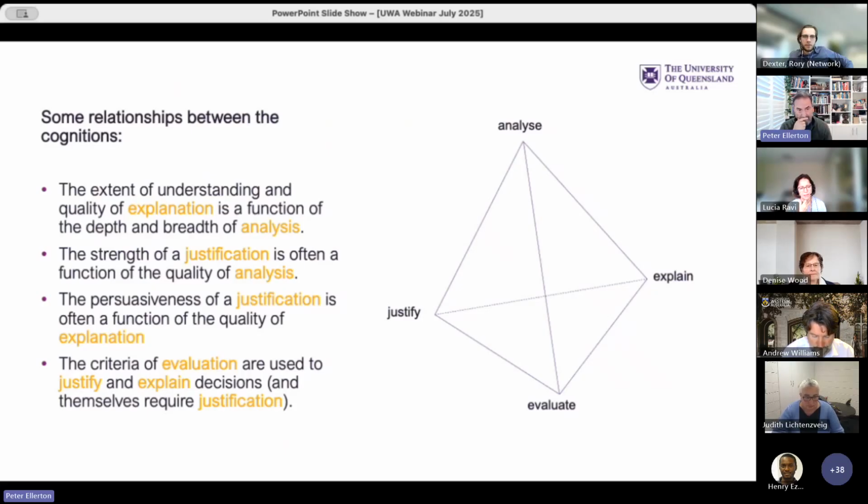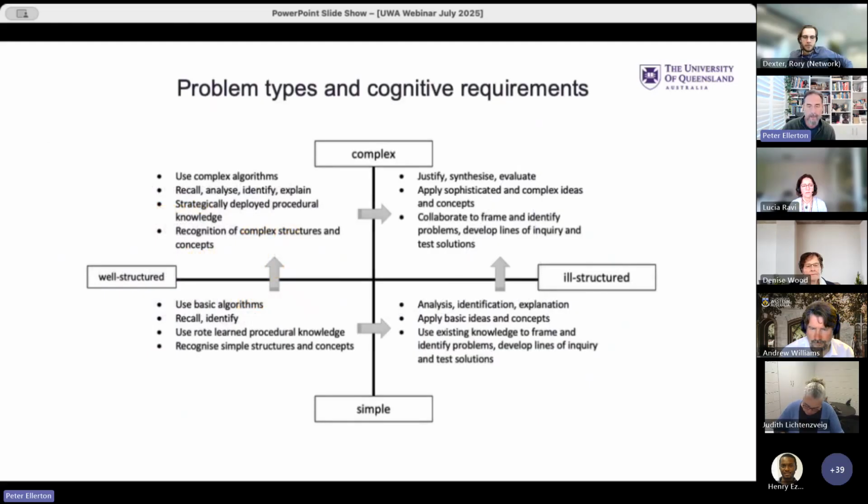Persuasiveness of justifications is a function of explanation very often. And the criteria that we use for evaluation, what we value that allows us to construct those criteria, are used to justify and explain decisions, and themselves require justification. So there's a lot of interaction between these 4. They're a very powerful tetrad of skills.